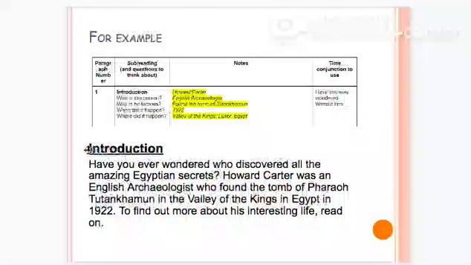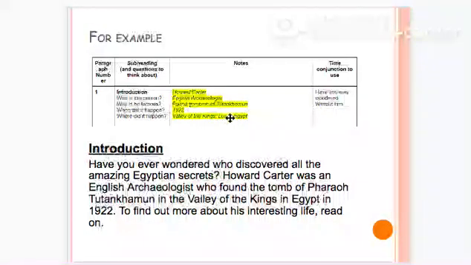sentence. So I need to write my subheading, which is introduction, and I quite want to start with a question just to get the reader's attention. So I've put, have you ever wondered who discovered all the amazing Egyptian secrets? And of course I'll put a question mark there because it's a question.